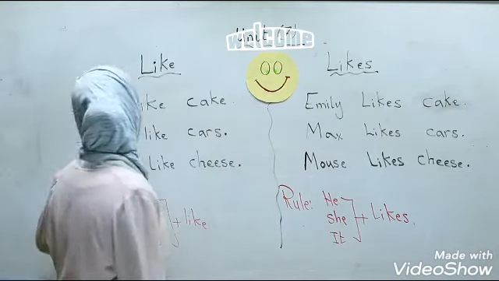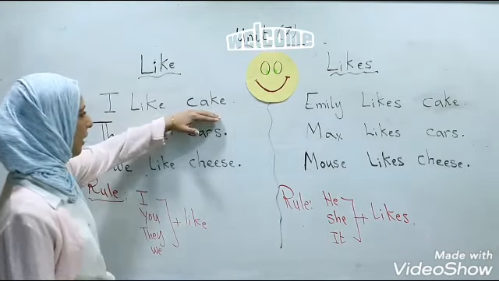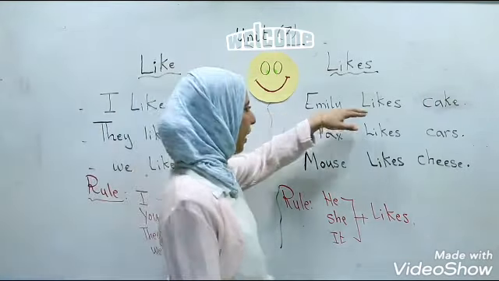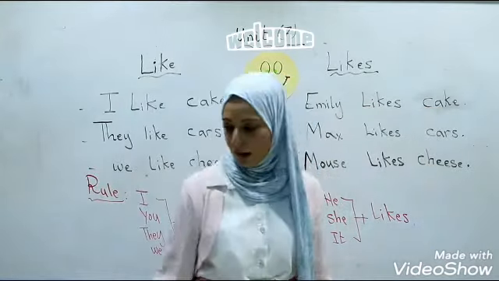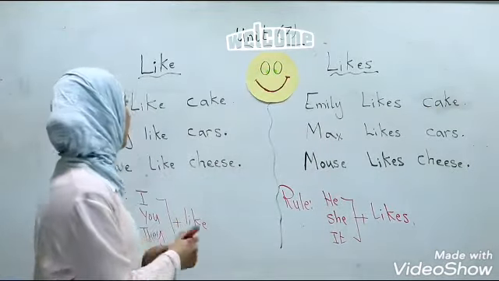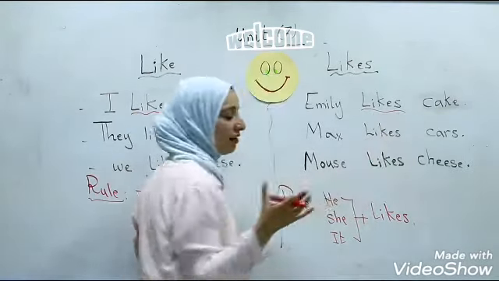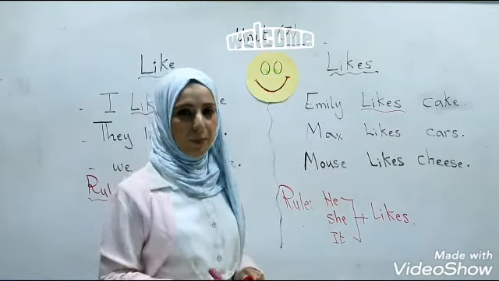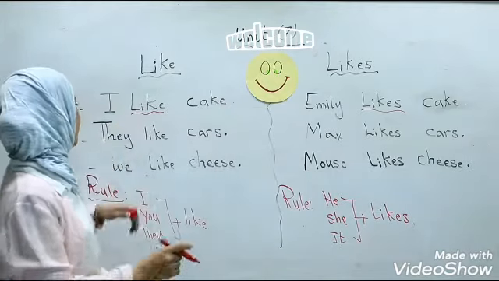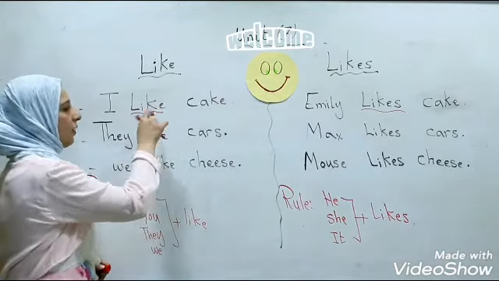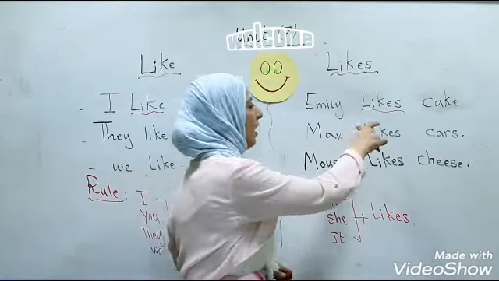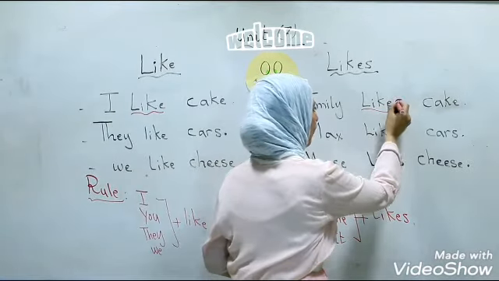Let's see. I like cake. Emily likes cake. What is the difference between like and likes? What is the difference between them? In the first example, we write like without S. With Emily, I write like with S.